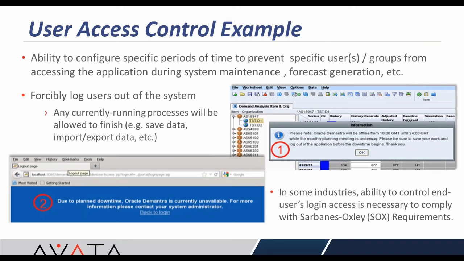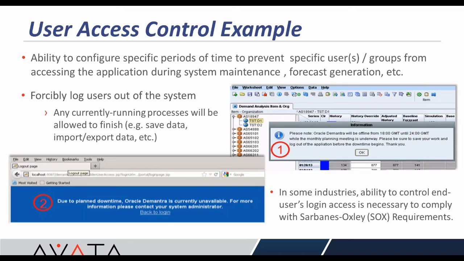User access control. Again, this seems like a minor enhancement, but it's these little things that really help the usability over time. So, as you know, you can have problems if Demantra is running while you're still in the system, or you need to take Demantra down to execute a process, or to do just maintenance.